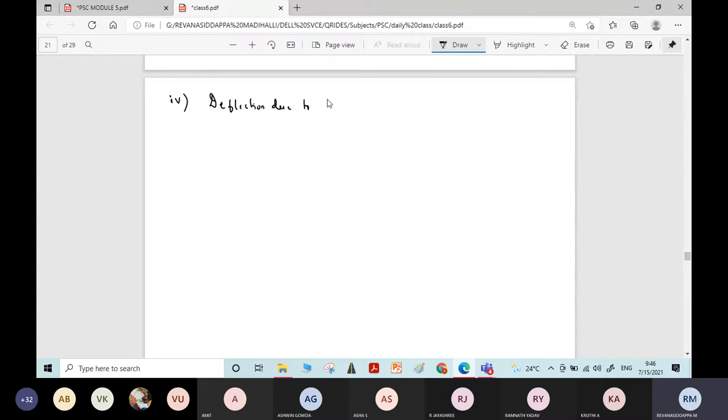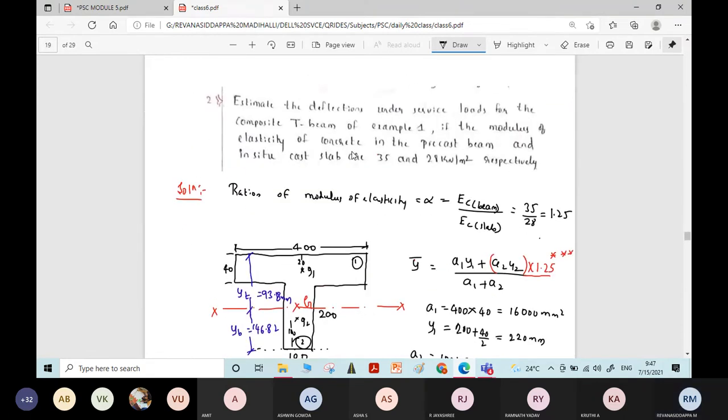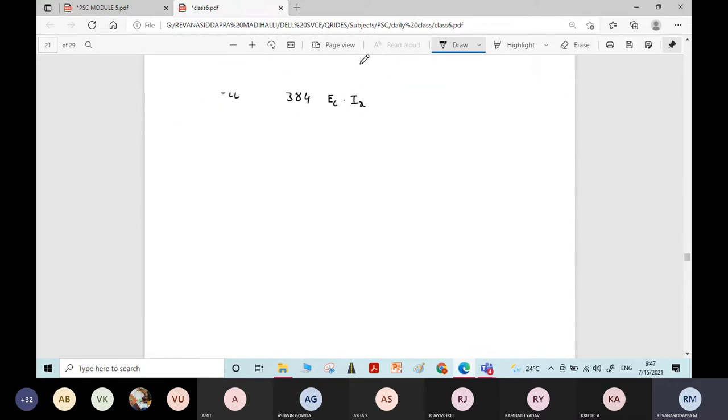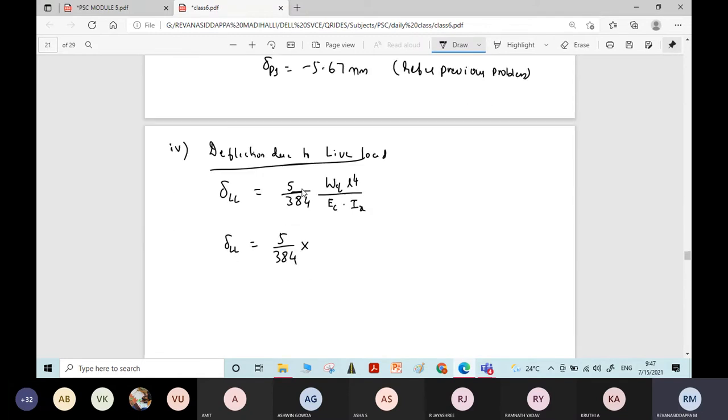Therefore delta live load is equal to 5 by 384 into WL raised to 4 divided by EC into IX. Therefore, delta live load is equal to 5 by 384 into live load on the beam, which is given in the problem as 3.2 Newton per mm, into length of the beam, given as 5 meter, that is 5000 raised to 4, divided by EC into IX.